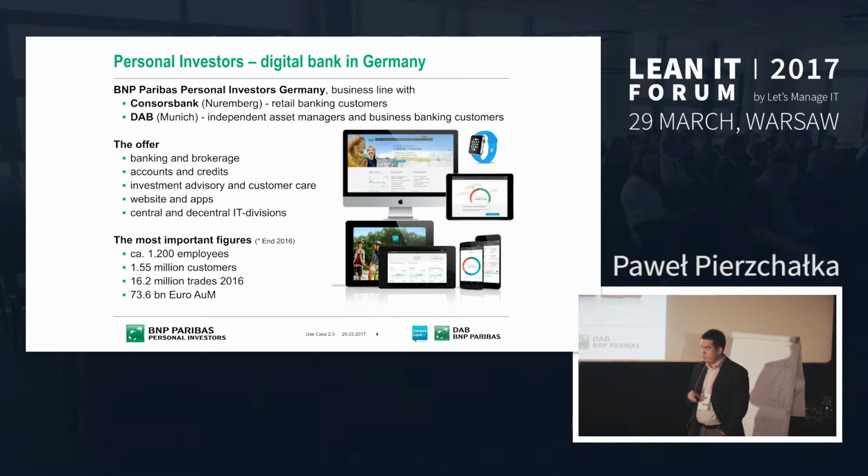And there is also BNP Paribas in Germany. The business line in Germany is called Personal Investors. So we are the digital bank. We have two brands. The one brand, which I originally come from, is called Consorsbank. So we serve B2C customers. There is also another brand in Munich, which is called DAB. It's for B2B customers. So we cover the whole portfolio of normal banking. Brokerage is the main area we do. Banking, accounts, investments, and so on and so forth.